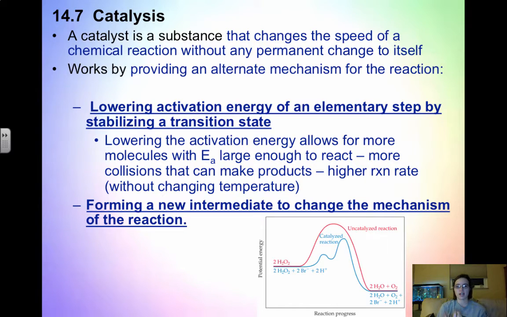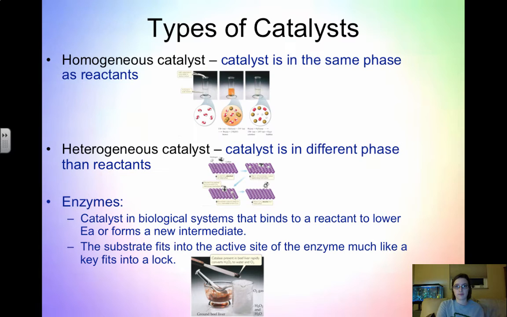Because a lot of reactions are temperature sensitive, a catalyst allows us to change the rate without changing the temperature. And then a catalyst can also provide an alternate pathway by forming a new intermediate. When we form a new intermediate, that will change the mechanism of the reaction altogether.